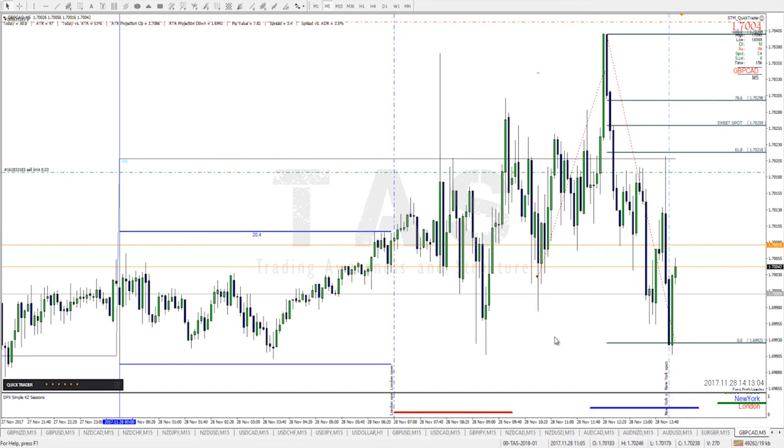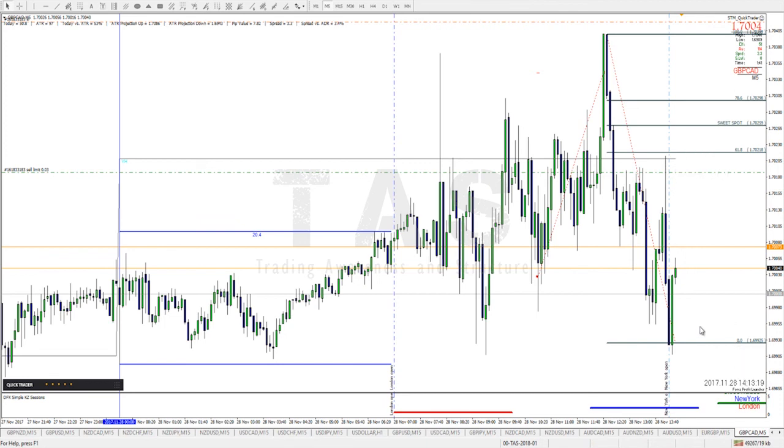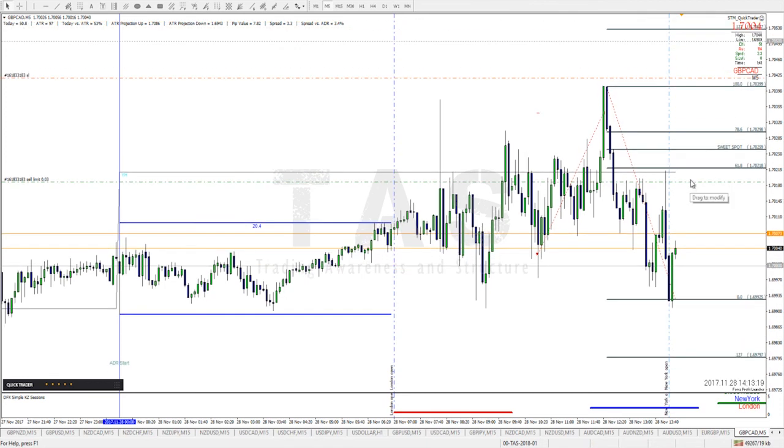So it broke down, and I'm expecting now here at New York Open for it to come up and clean out these stops here and trade into yesterday's high and then go lower again. So I put the order there, same order.